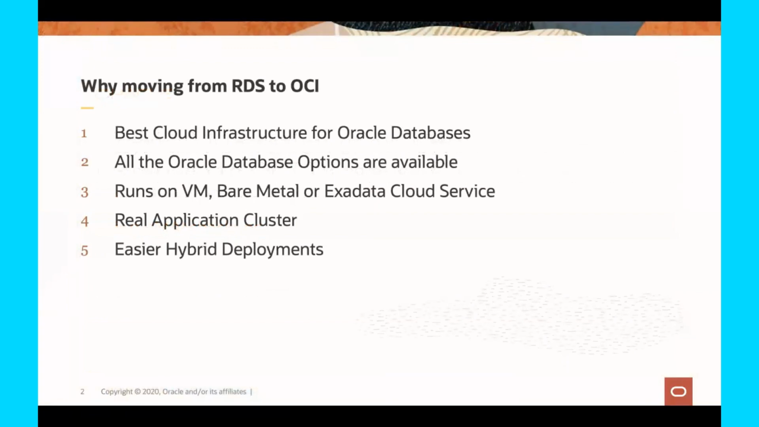So first of all, why would you want to move from RDS to OCI? Well, there are a number of reasons. Obviously, OCI, Oracle Cloud Infrastructure, is the best place in the cloud to run an Oracle database. All the Oracle database options are available in OCI. You can run an Oracle database on VM or bare metal, or Exadata cloud service. If you want to use, for example, the performance and availability of an Exadata system, it's only in OCI that you can do it in the cloud.